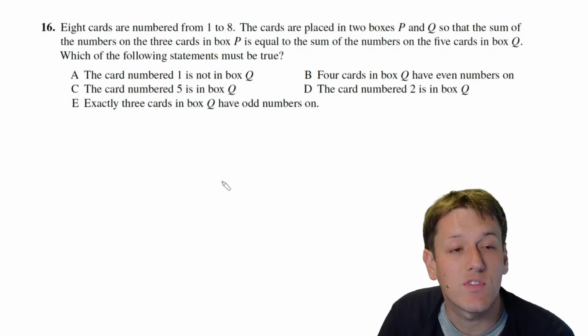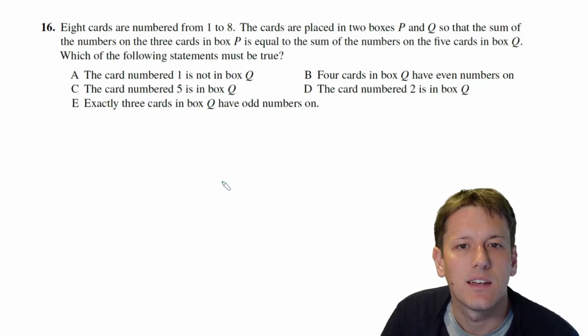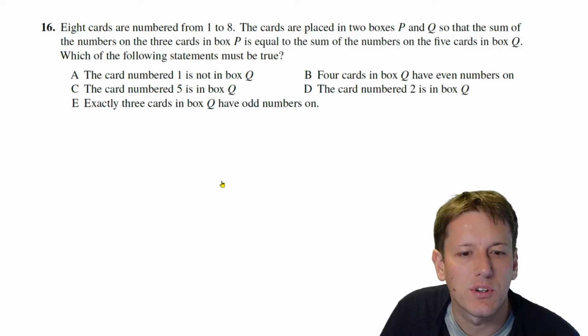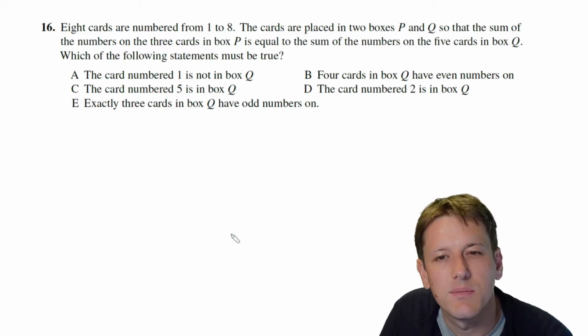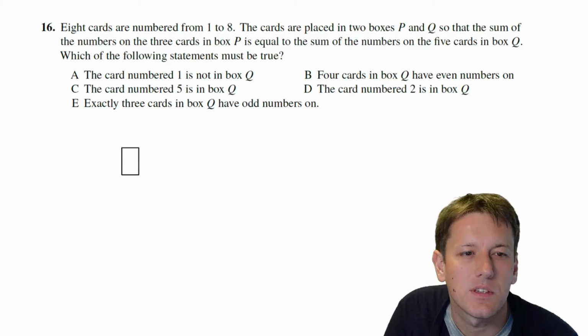In question 16 we've got 8 cards numbered from 1 to 8 placed in 2 boxes, P and Q. So the sum of the numbers on the 3 cards in box P is equal to the sum of the 5 cards in box Q. Which of the following statements must be true?